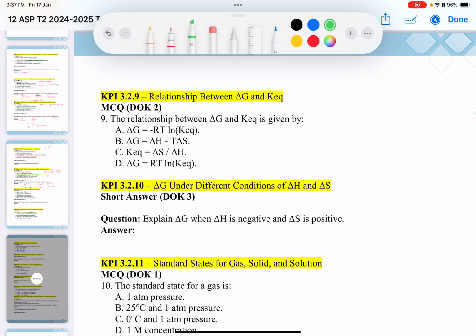Now, this formula is, I think, given in your formula sheet: delta G equals minus RT ln K. Here they want the relationship between delta G and K equilibrium. In your formula sheet, you have this formula and another formula written, so just be careful to look at the correct one. This is the correct answer. There's a negative in the formula.